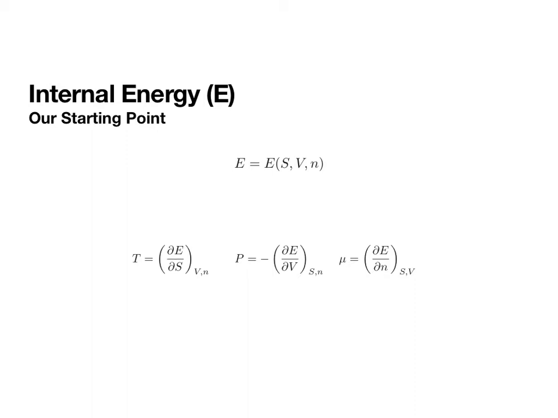Okay, so internal energy really is our starting point. And the internal energy, which we are going to give the symbol E. Now, be careful, different books define their variables differently. Our book defines internal energy as E. Internal energy is a function of the entropy, the volume, and the number of moles.